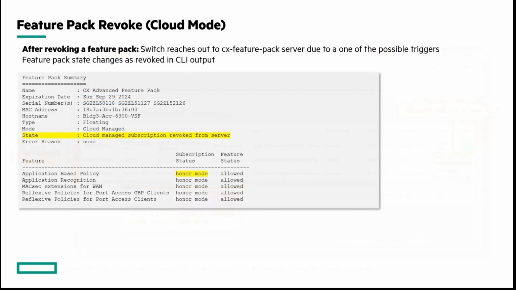After revoke from LMS, switch will reach out to feature pack server due to one of the possible triggers. And as an impact, feature pack status will be changed in CLI output as revoked from the server. Subscription will now move to honor mode, but the features will still be allowed.